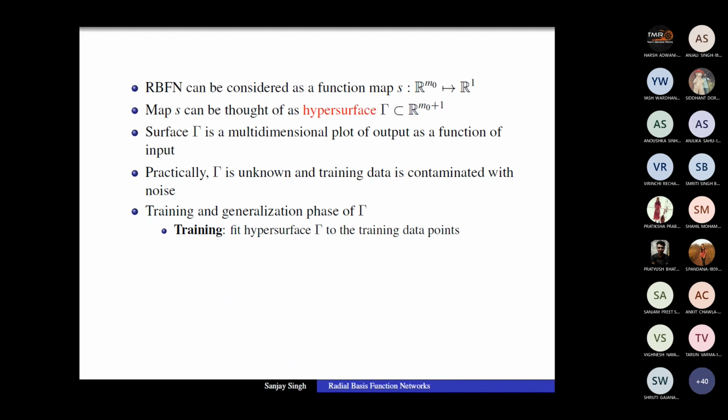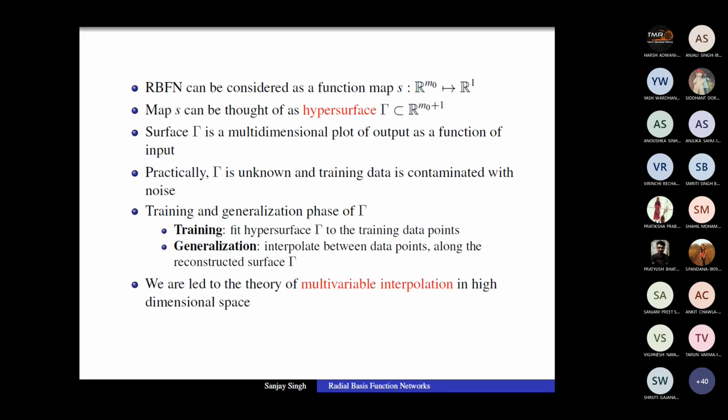Now, the training and generalization phases of gamma involve a few things. In training, it will try to fit the hypersurface gamma to the training data points. How will we do this? We'll look at it from an interpolation perspective. Then it will be very clear how I fit a hypersurface gamma, which is unknown to us, to the training data. Then generalization: once the training is done, generalization is basically interpolation between the data points along the reconstructed surface gamma. Once you have the function known and other values there, you can always interpolate, which means some sort of extension. All these things lead us to the theory of multivariate interpolation in high dimensional space.